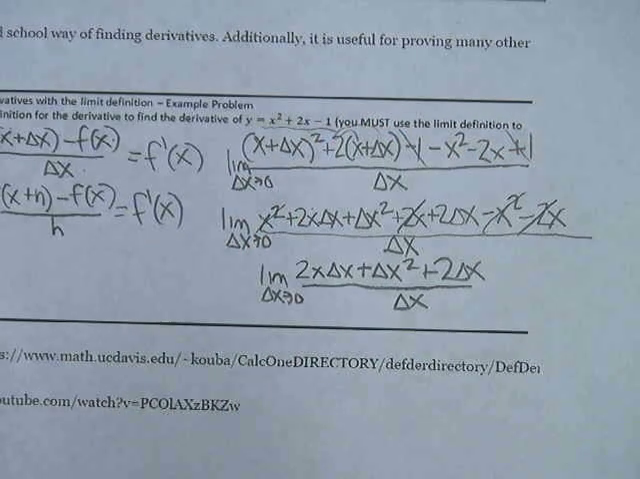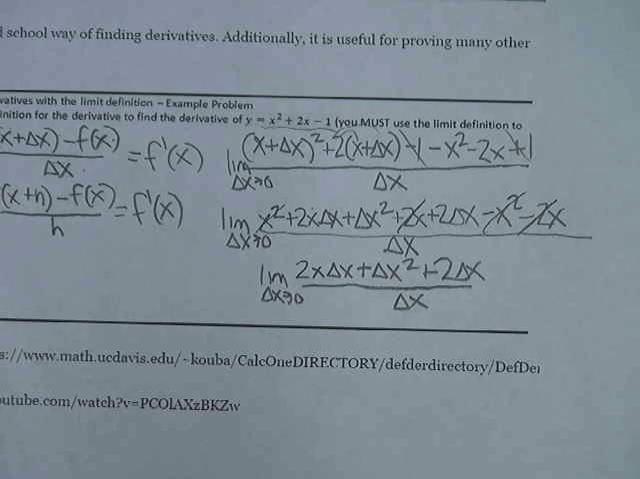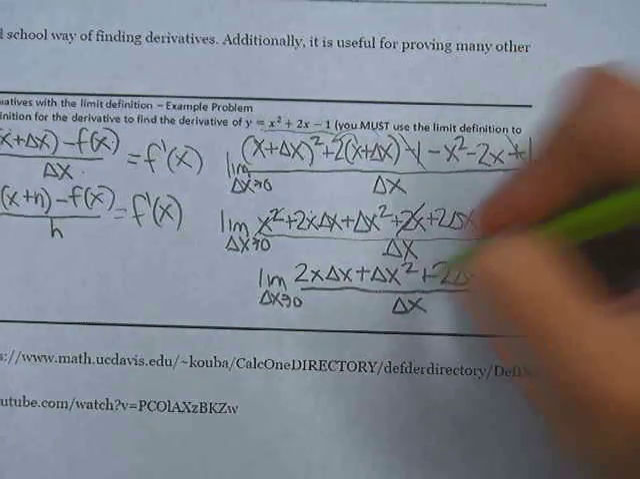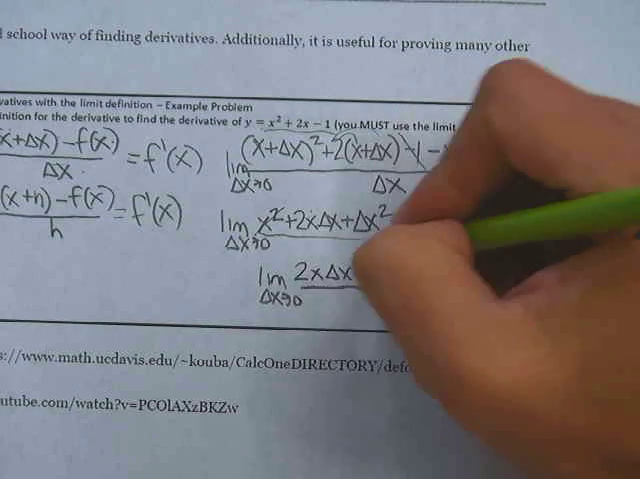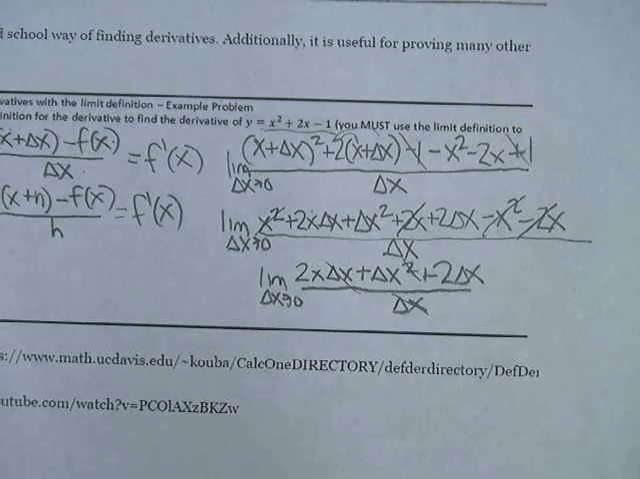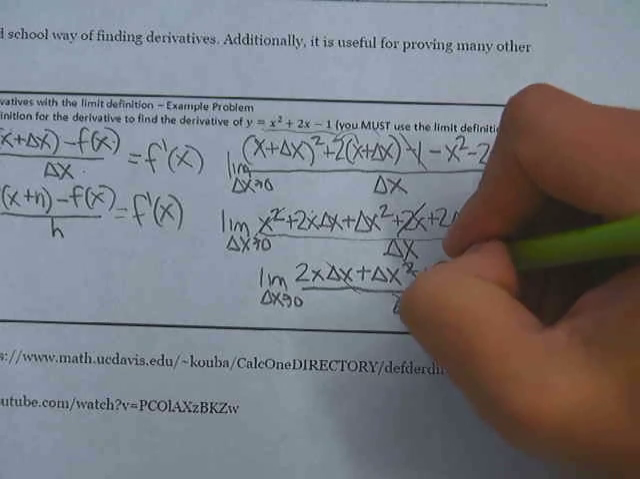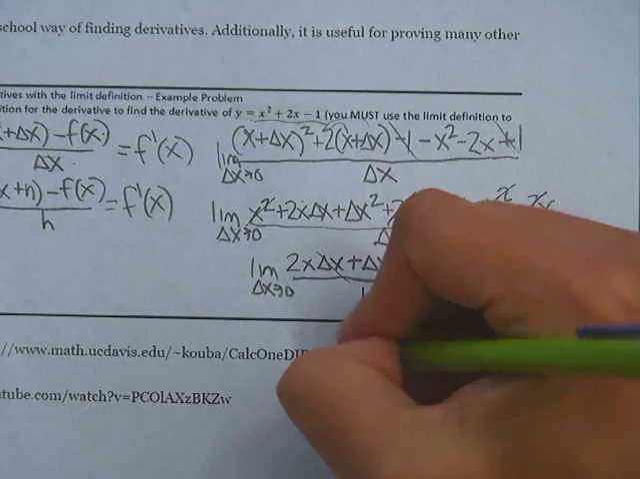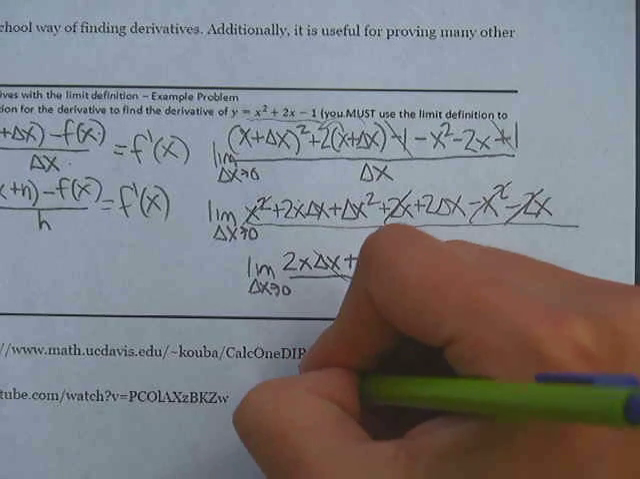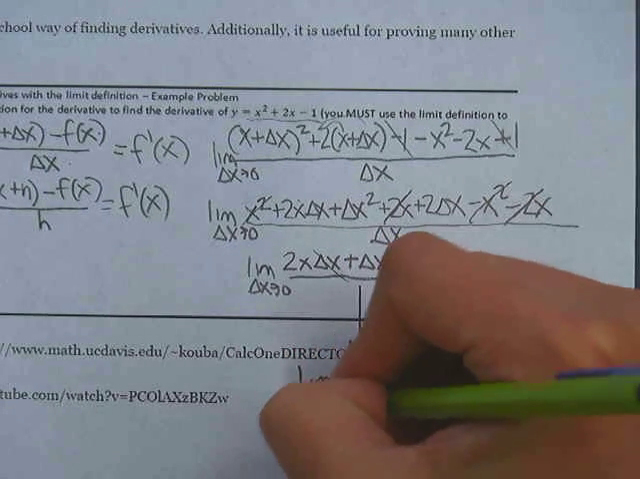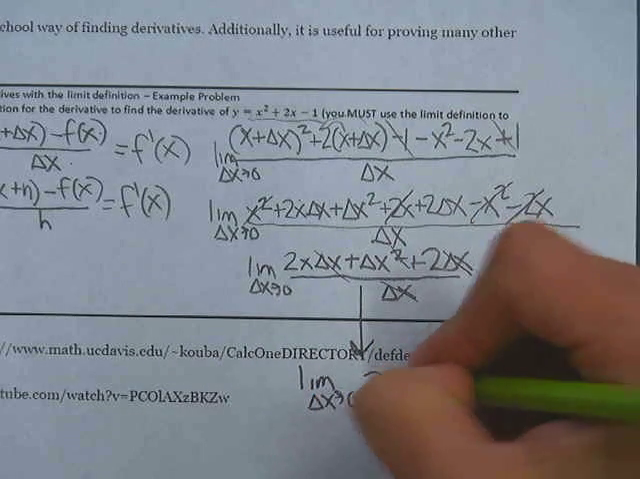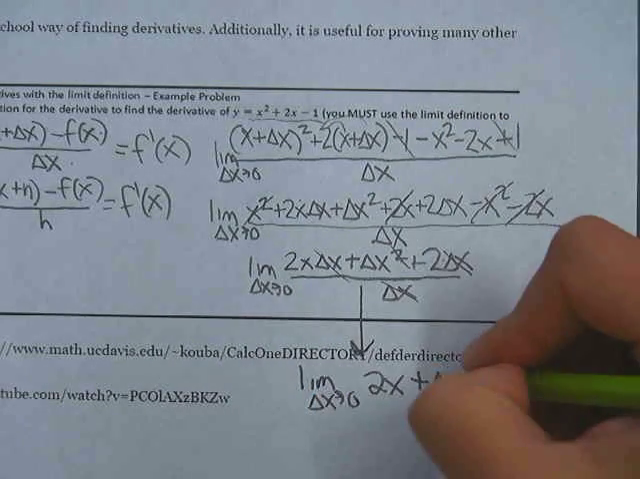So we still haven't crossed out our delta x yet, but this is the step where we get to do it. All these terms have delta x, so we can divide each one of them by delta x. And so we lose one of these, we lose the squared there, and we lose this too. So now I'm going to go down here. Limit as delta x approaches 0 of, well, here we have 2x plus delta x plus 2.